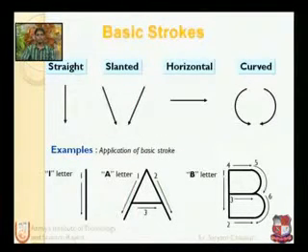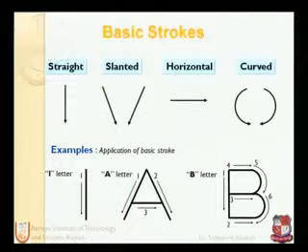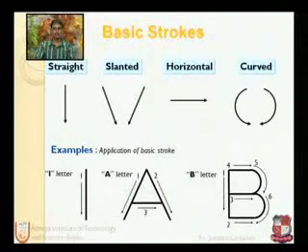The direction we are going to write is called stroke, and there are several strokes: straight, slanted, horizontal, curved. Application of these basic strokes can be seen this way. To write I, to write A, and to write B, we can see the curved stroke, and we are going to see some of these examples right now.